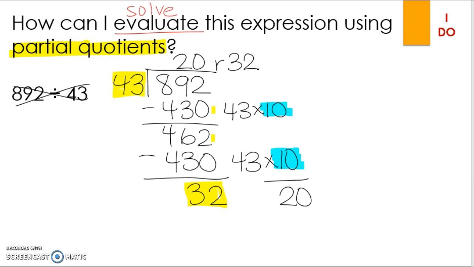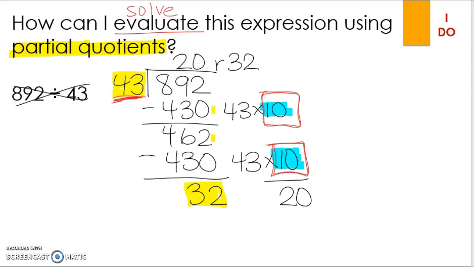Easy, isn't it? These numbers over here on the side that we multiplied our 43 by are called partial quotients. Take a moment, look at this, and think about it. You can even pause the video to let what we just did sink in.